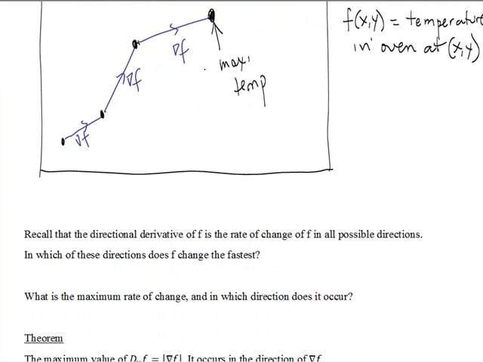Recall, what is the directional derivative? It is the rate of change of f in all possible directions. Now tell me, if you understand what I just said, this is my question. In which of these directions does f change the fastest? In the direction of which vector? I'm not hearing you. No, it can't be the horizontal direction. It's the direction of the gradient.